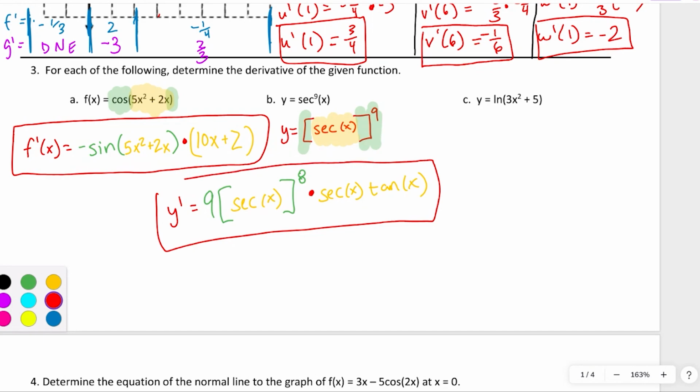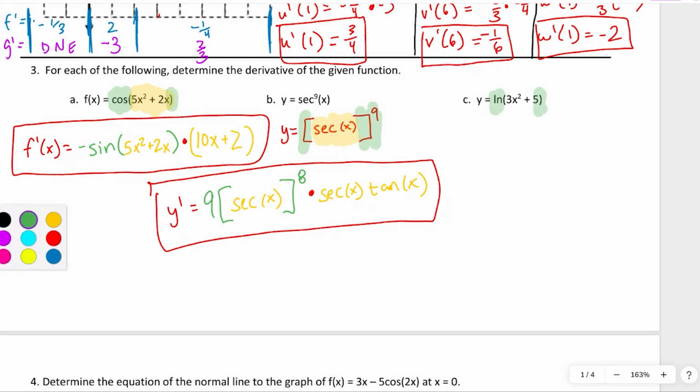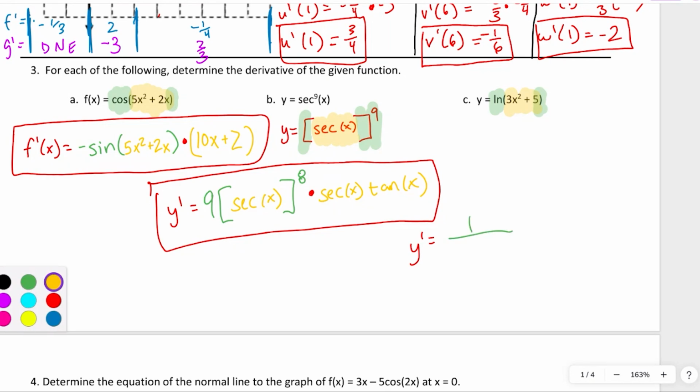And there's your derivative for part B. Letter C, the outside function is natural log. The inside function is 3x squared plus 5. So I've got y prime equals the derivative of natural log, which is 1 over x. So 1 over the 3x squared plus 5 times the derivative of that 3x squared plus 5, which is 6x plus 0. So just 6x.